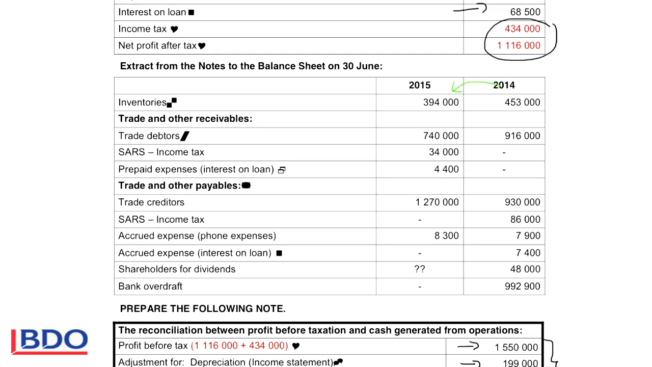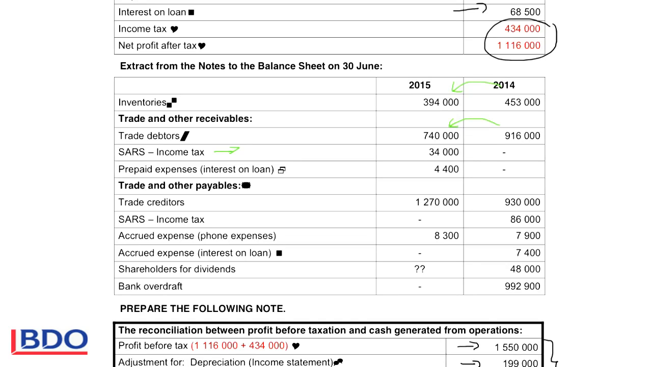If we look at the debtors, we also see that the debtors decreased from 916 to 740,000. That means the debtors owe less money than the previous year, so they had to pay their accounts, so that caused an inflow of money. If we look at SARS, we will not take SARS into account with the debtors because SARS will be taken into account with the outflow of money to pay for income tax.